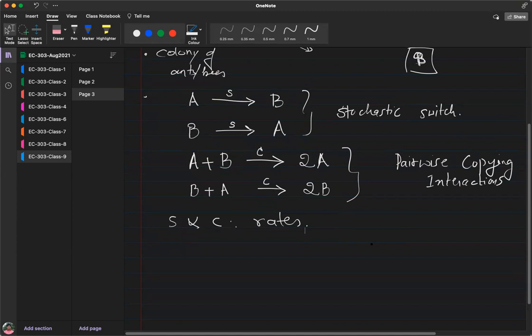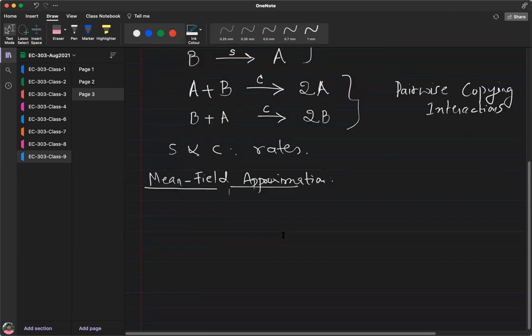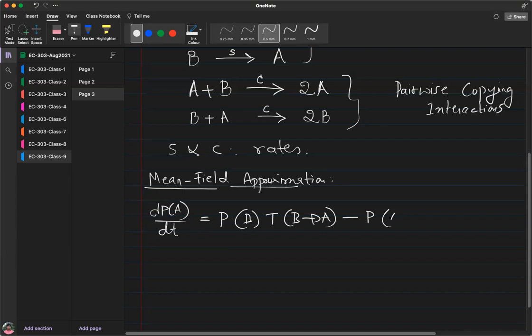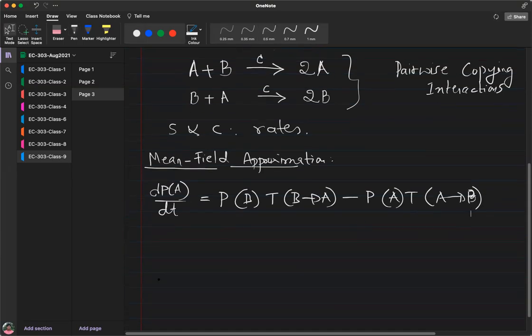Okay, let's write down how we do mean field approximation now. Again, remember there are just two states, so it makes our life easy. We know that dPA/dt is PB times the transition from B to A, minus PA times the transition from A to B. So let's write this down.